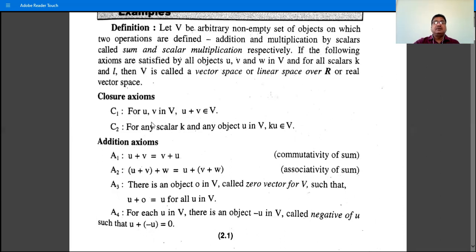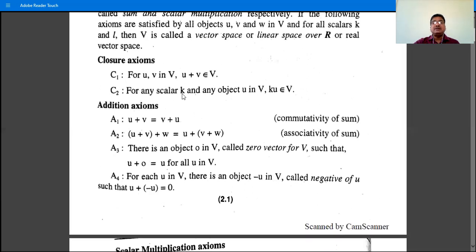So the next operation is what? For any scalar k, that is k is an element of R, and for any element u of V, ku belongs to V. Ku, the multiplication of k and u, belongs to V. Okay, so this is called V is closed for scalar multiplication. V is closed for addition, the first property. V is closed for scalar multiplication. That is, any scalar and any element of V, their multiplication belongs to V.